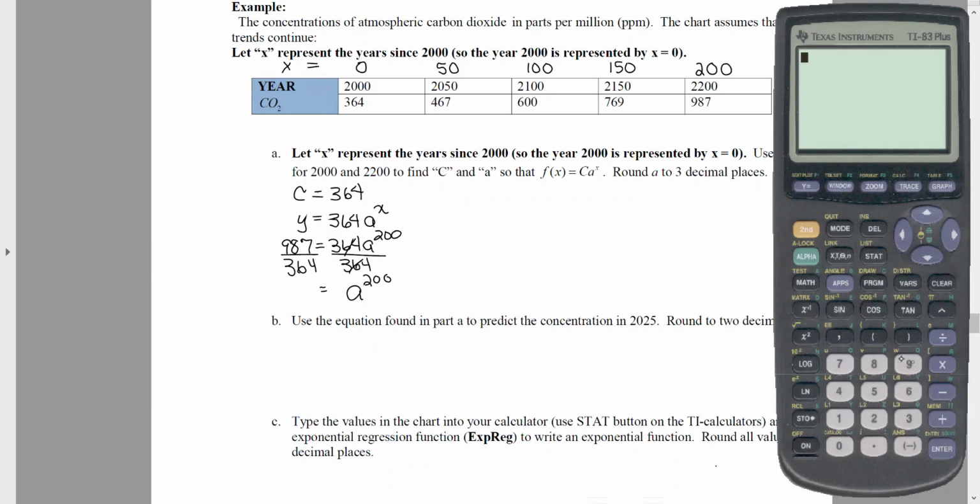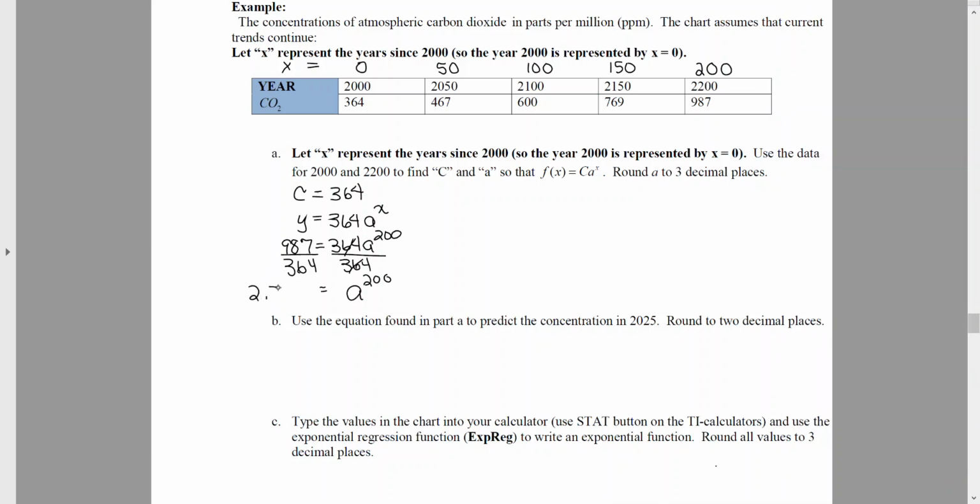So I got 987 divide 364. Right, and I get this big, huge, long decimal. Now I'm going to hold that decimal on my calculator, but I'm not going to write all the digits down here. I'm just going to write down a few, 2.7115, and then I'm just going to put some dots after that, indicating that it keeps on going forever.